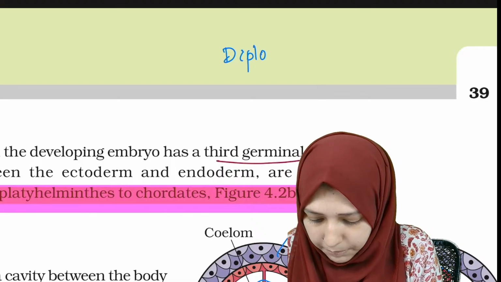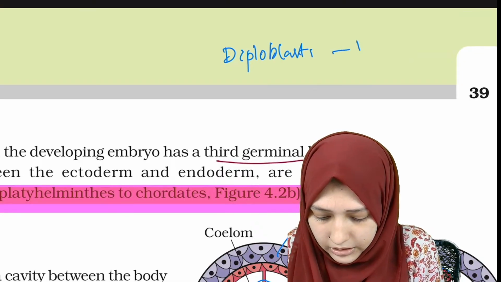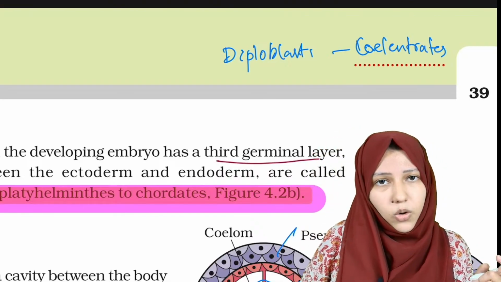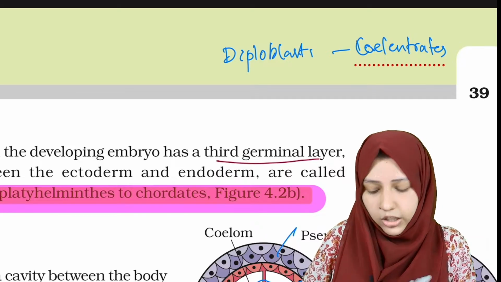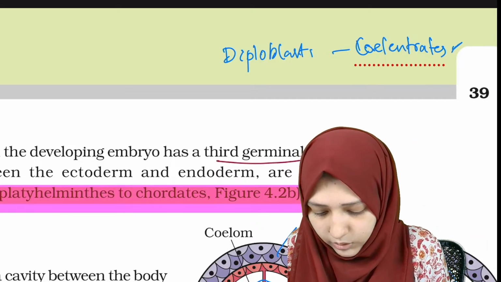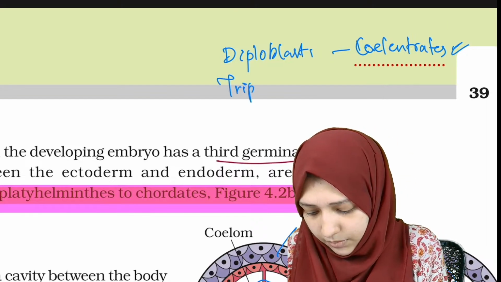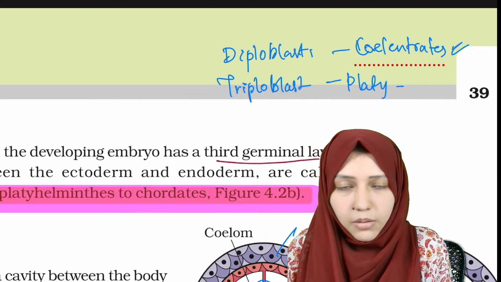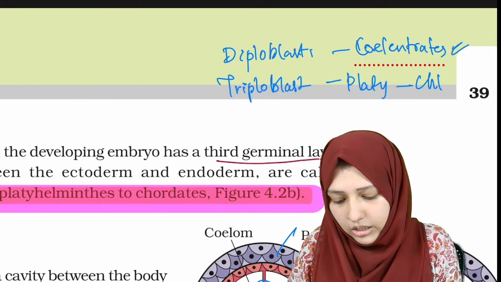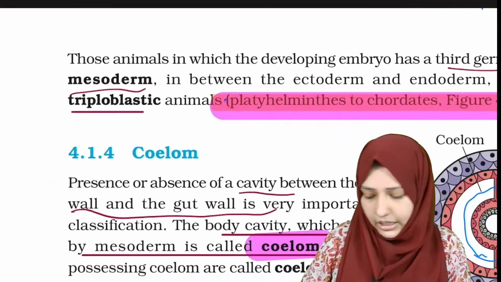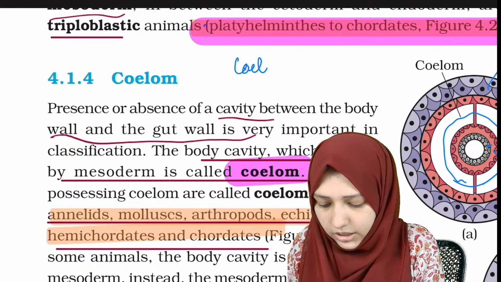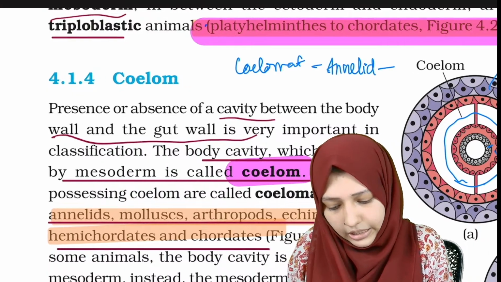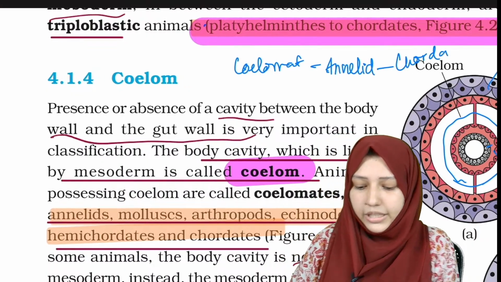Diploblastic. Who was diploblastic? Diploblastic was just coelenterates. The sponges do not even have a tissue-like arrangement, so they don't come into this classification. So we started with coelenterates, then from platyhelminthes till chordates, it's triploblastic. And who all are coelomates? Coelomates are from annelida till chordata. Annelida till chordata are coelomates.